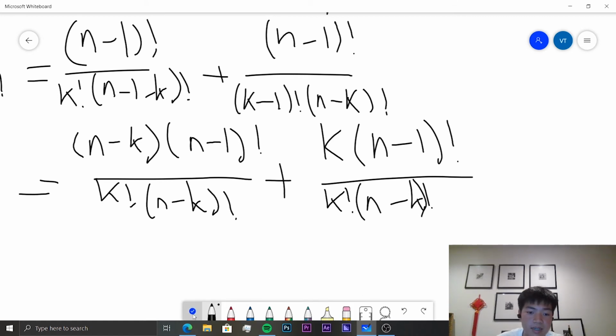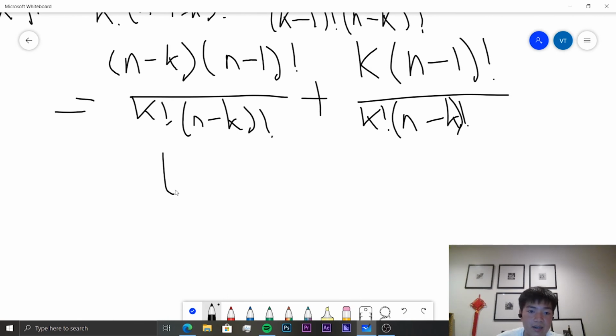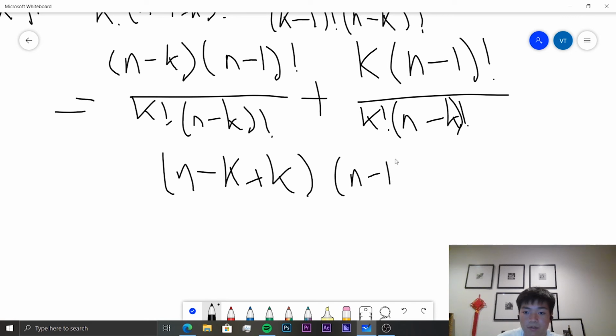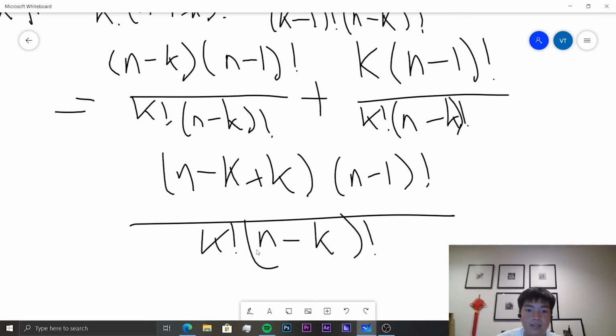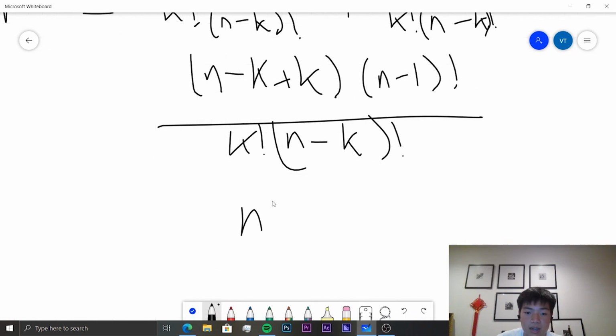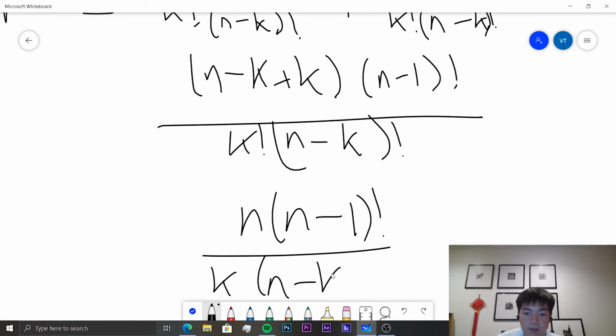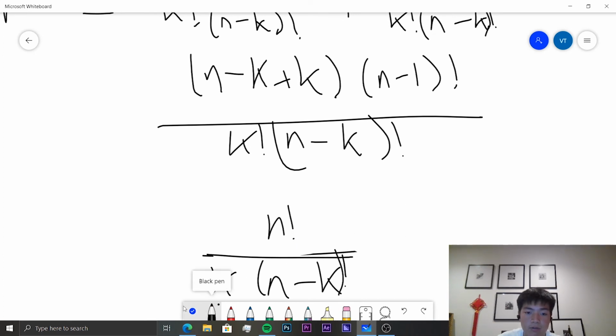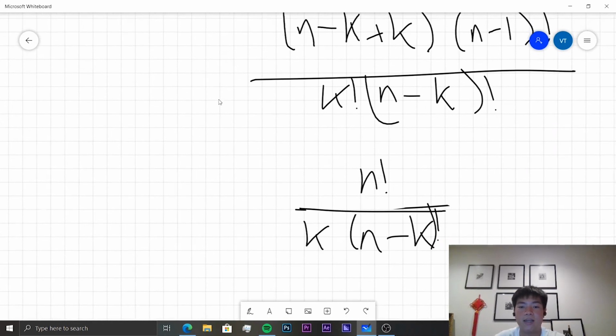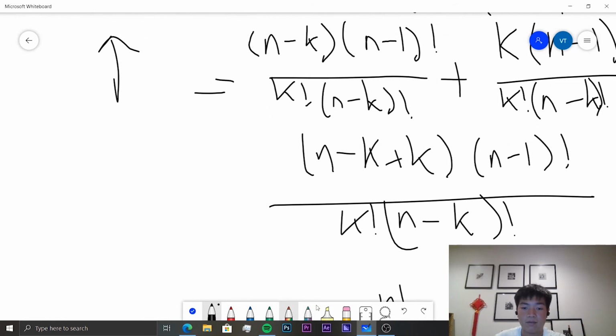Okay, and so that's a pretty neat solution. So we get (n minus k plus k) times (n minus 1) factorial over k factorial (n minus k) factorial, and simply this is equal to n times (n minus 1) factorial over k factorial (n minus k) factorial. And by this point, you should know that that's just equal to n factorial over k factorial times (n minus k) factorial. And so we proved it. It's a pretty neat direct proof. I think, yeah, they're the same. And so we've got that covered.